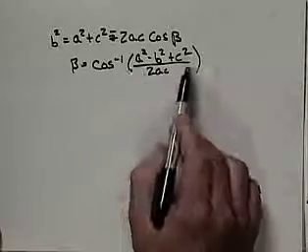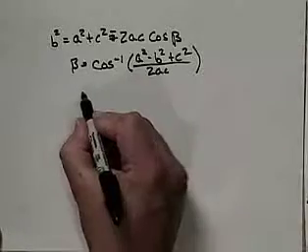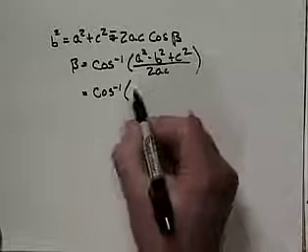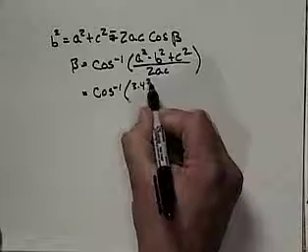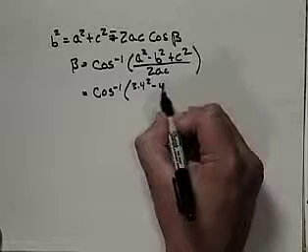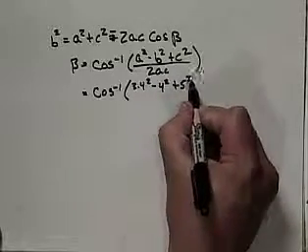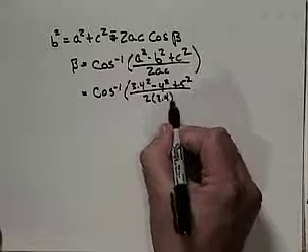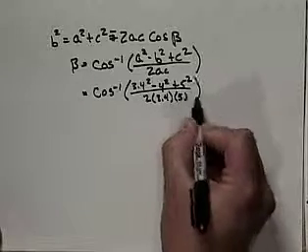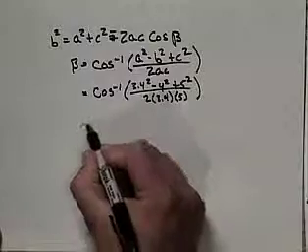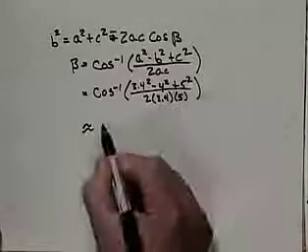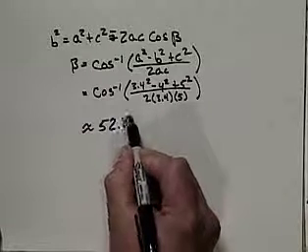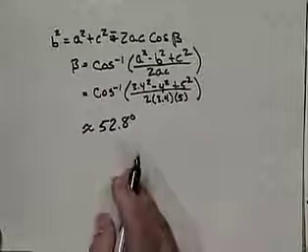Now I'm going to substitute in the values for a, b, and c. So we get the inverse cosine of 3.4 squared minus 4 squared plus 5 squared, and all that's divided by 2 times 3.4 times 5. Evaluating this on our calculators, we get beta is approximately 52.8 degrees.